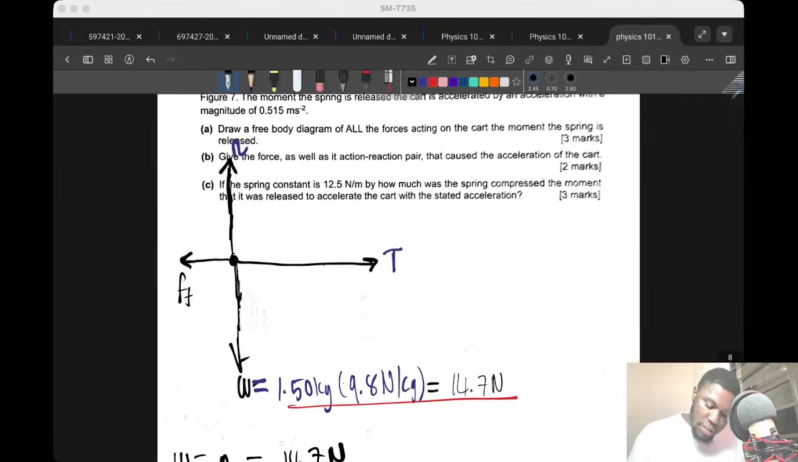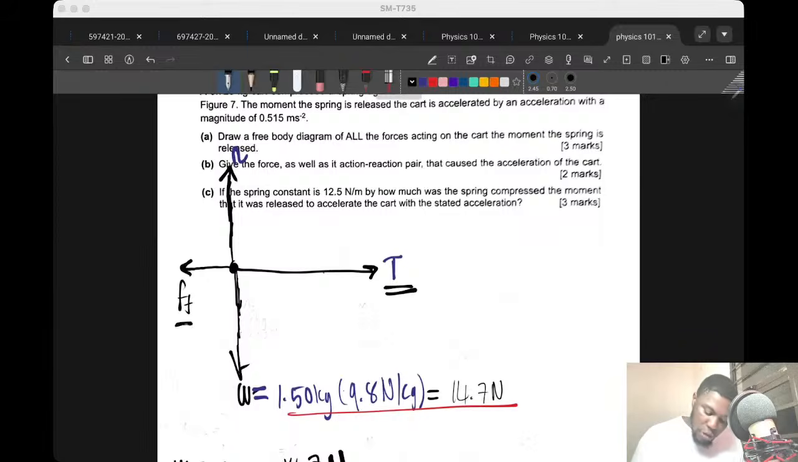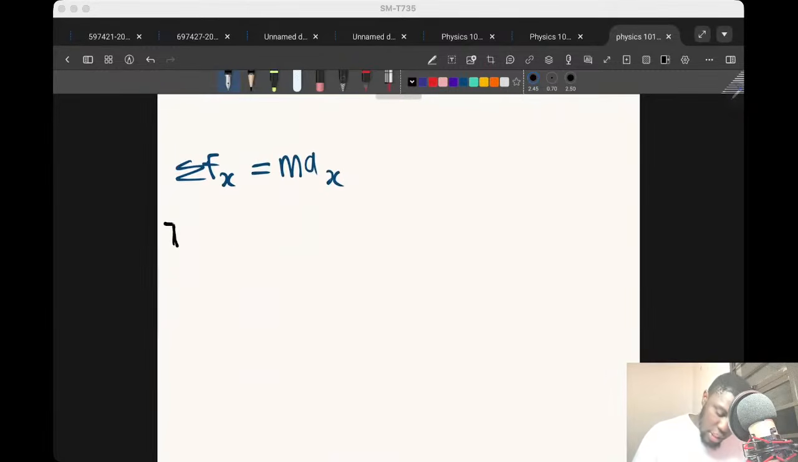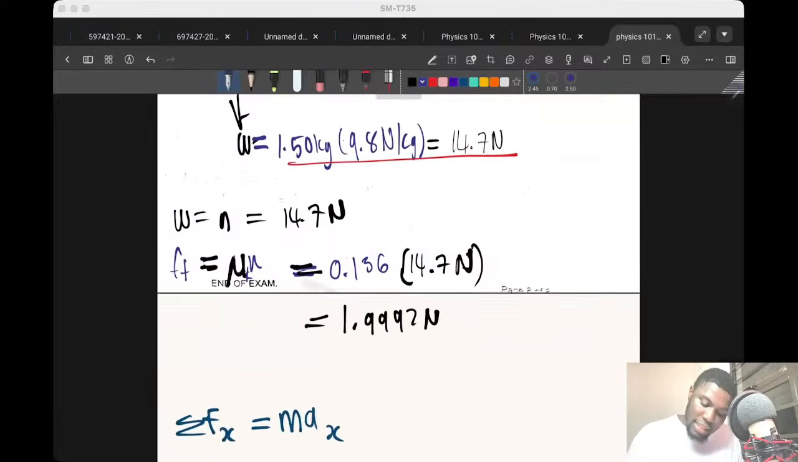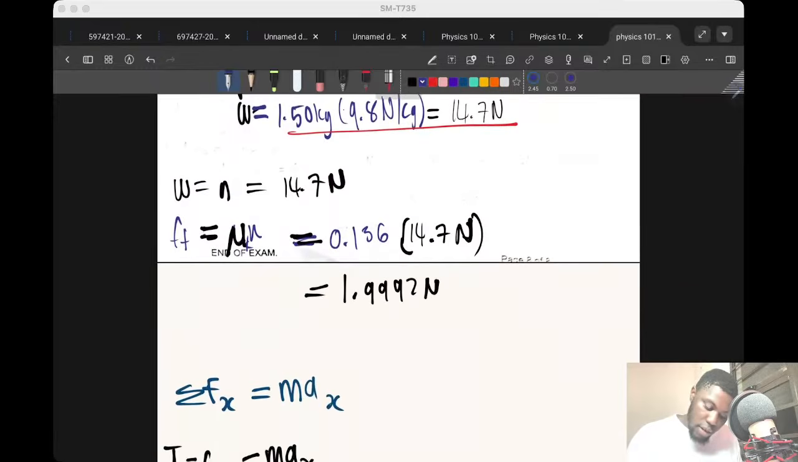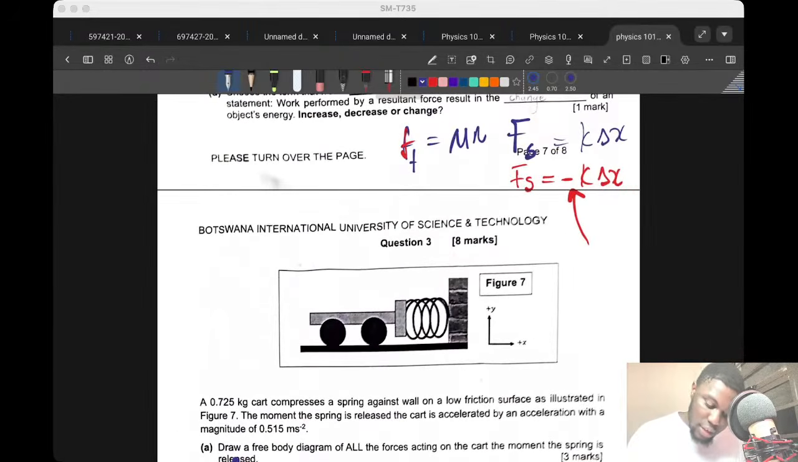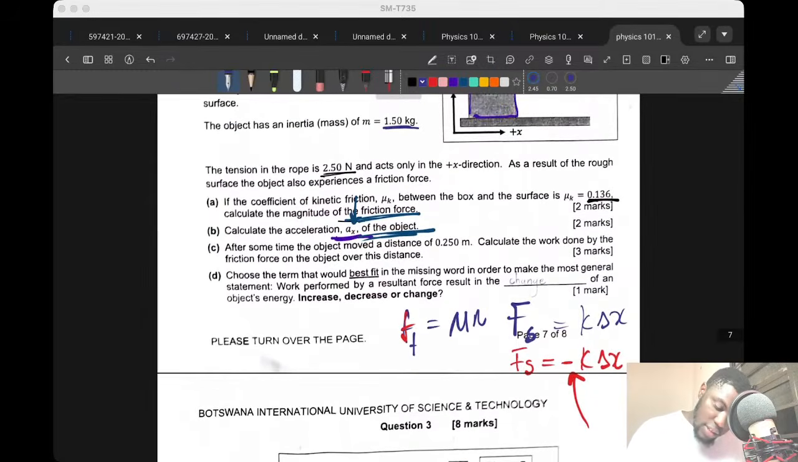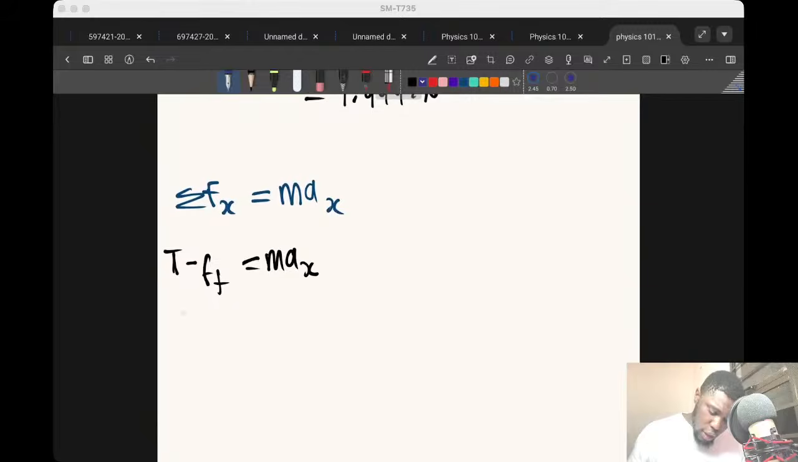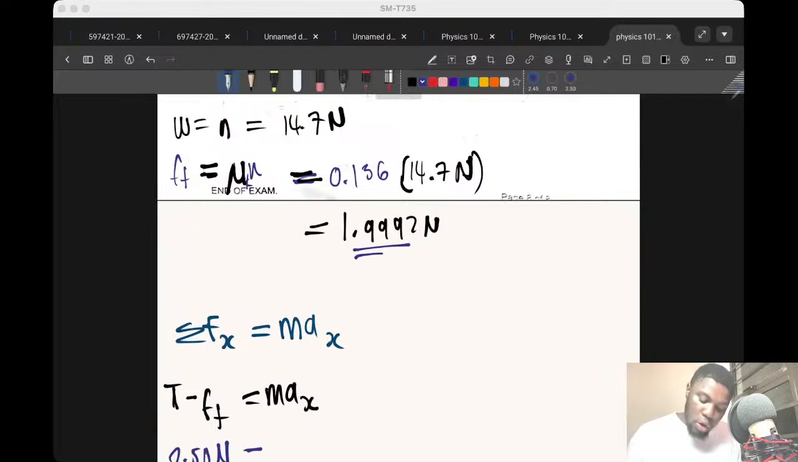So now let's add the forces in the X. We put them here. Tension is right. Force of friction is left. So it's going to be the tension minus the force of friction. This should give us mass times acceleration in x. So what is the tension? Have we been given tension? Let's find out. The tension is 2.50 newtons. Yes, we have been given tension. So you are going to say 2.50 newtons minus force of friction. There we go, 1.992.